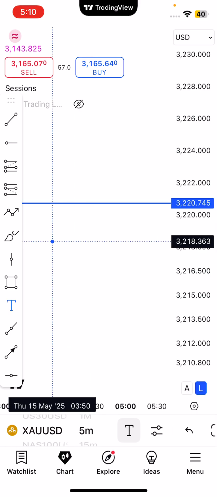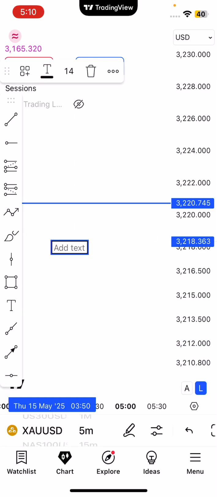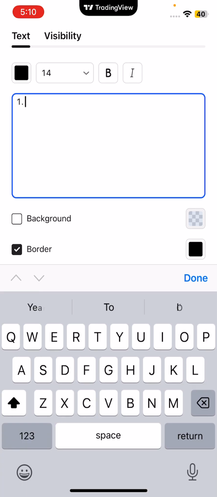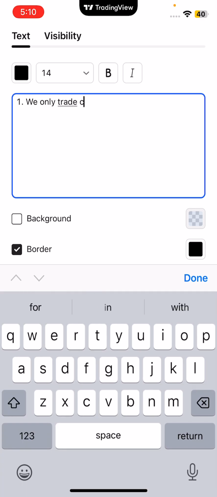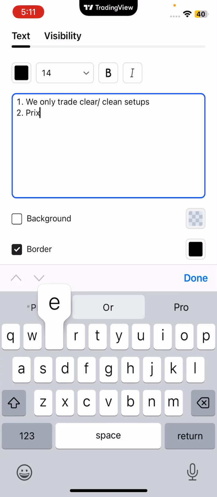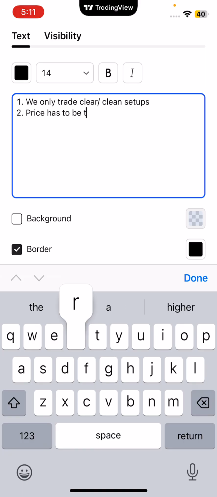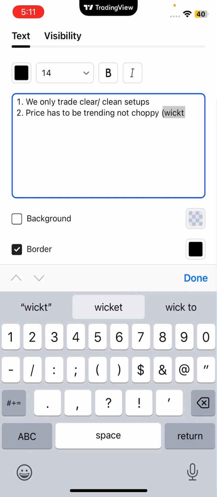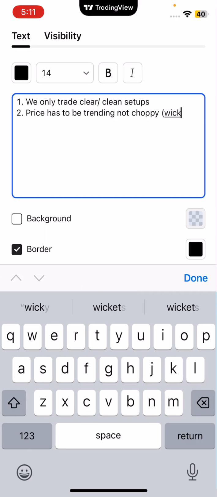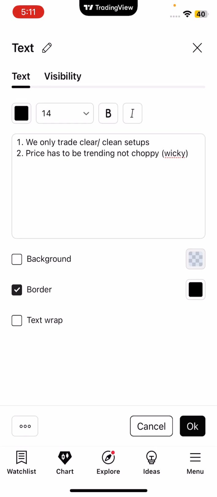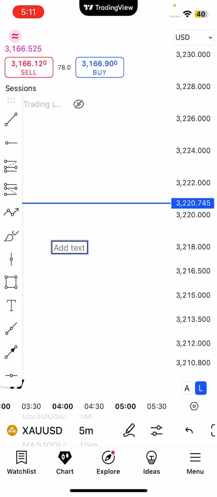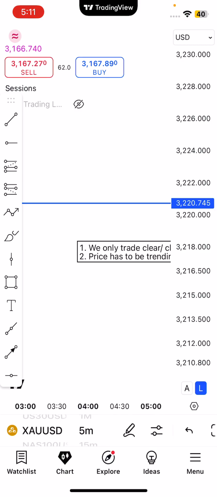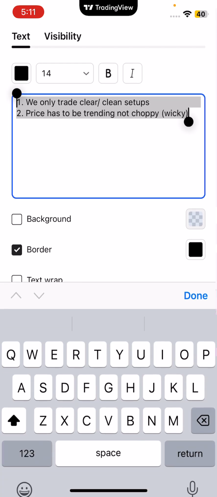So I'm just basically going to write this out real quick for you guys. One, we only trade clear or clean setups. Two, price has to be trending, not choppy, or wiki as I call it. So basically this is the only criteria that I look for, and it keeps me on track for what I'm doing. Number 3, sorry.